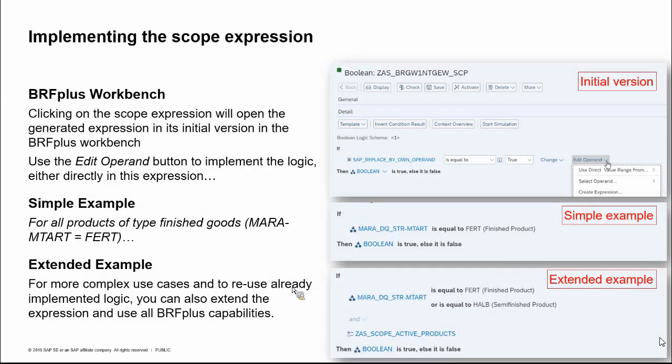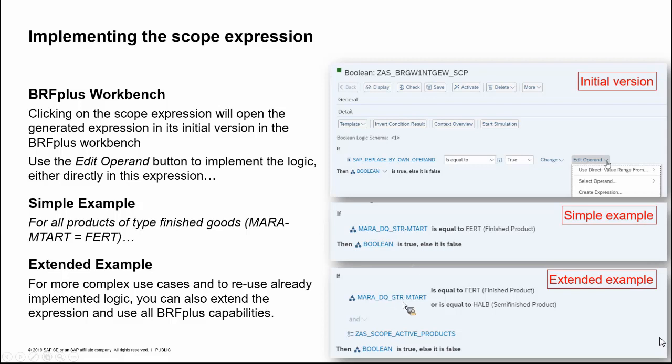So this slide gives you an impression of how this looks in BF+, because from my point of view, BF+ is on one hand easy to use and very powerful. So when you start, have a look at these expressions, you have a default implementation there that you just start editing, and then, as said, select the field that you want to check. And if the rule is as simple as to check whether the material type equals third, it's like this simple example in the middle.